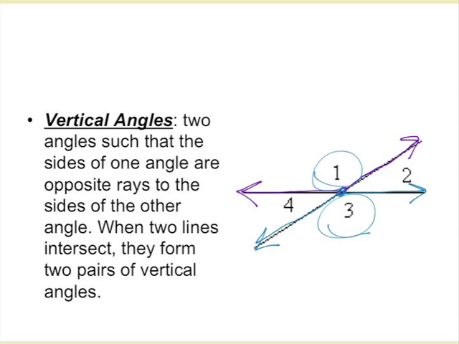Okay, so our definition of vertical angles tells us where to locate them. That when lines intersect, they're the angles that are across from each other diagonally, or that their sides are opposite rays. Questions on any of those 3 angle pairs? Complementary, supplementary, vertical.